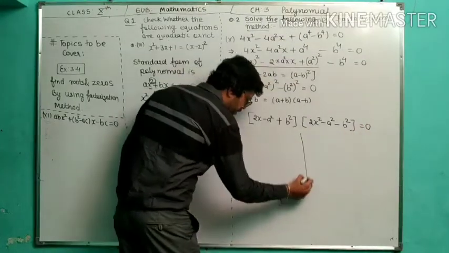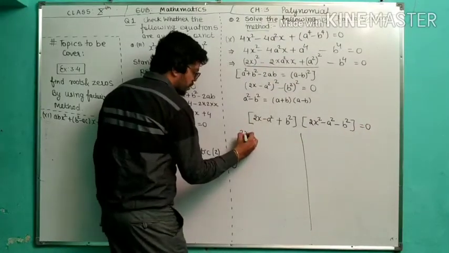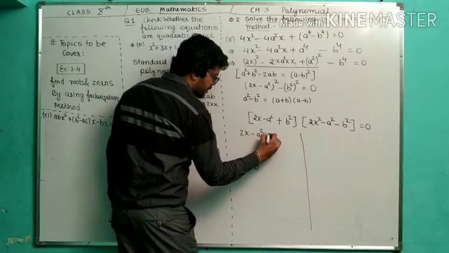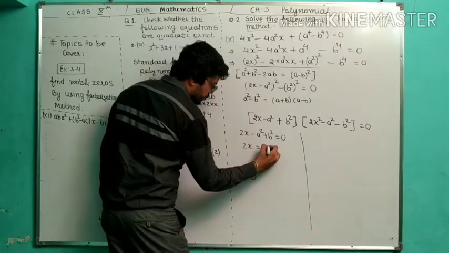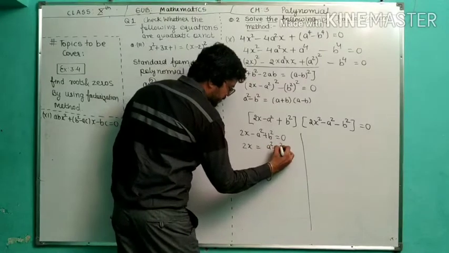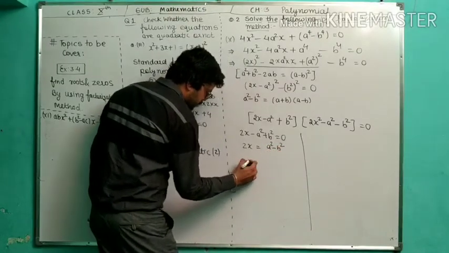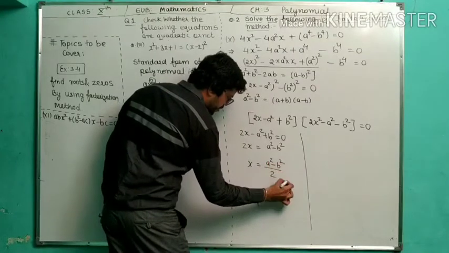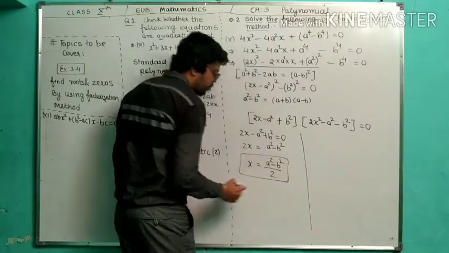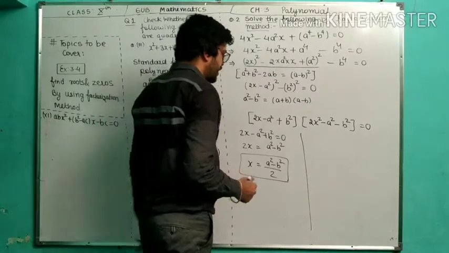So first of all, we put (2x − a² + b²) equal to 0. So 2x is equal to a² − b². Okay, so x is equal to (a² − b²) divided by 2. So this is the first root, or you can say zero, that we got here.